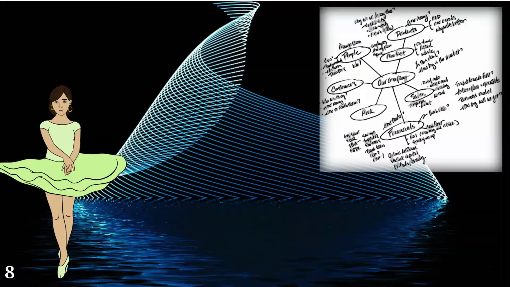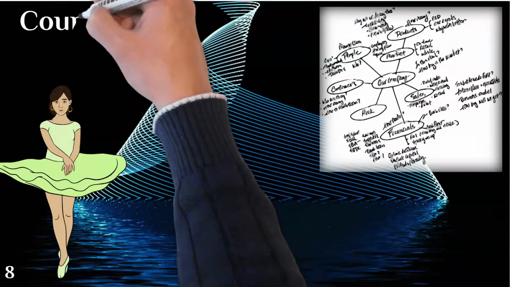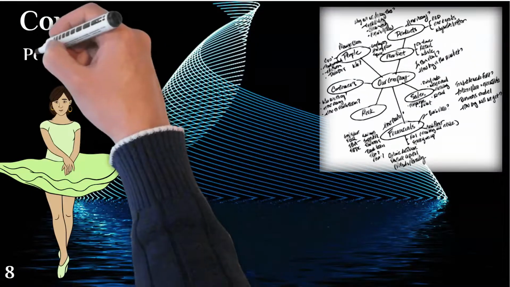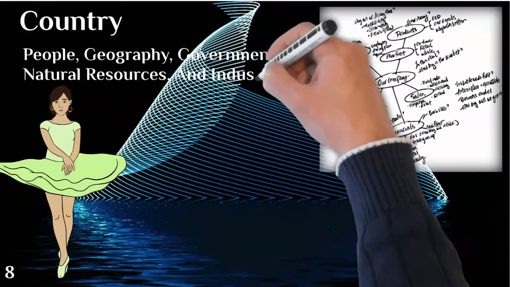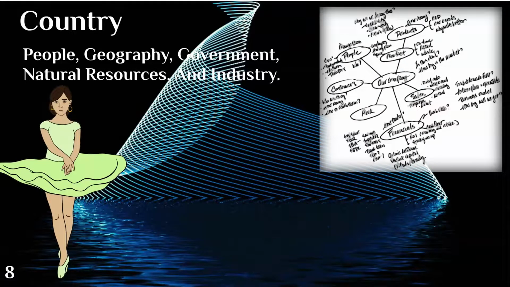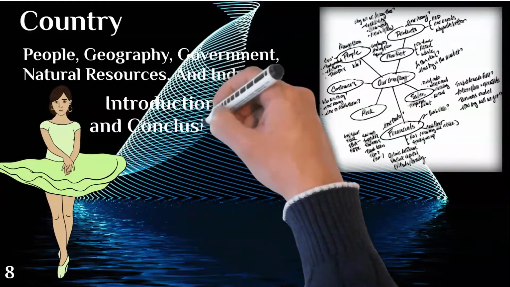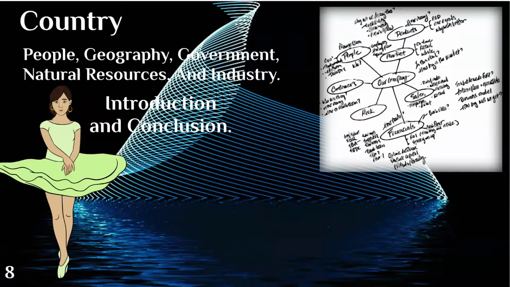For example, if I'm doing a report on a particular country, I may have some of these sections: people, geography, government, natural resources, and industry. Also, I included a section for an introduction and one for a conclusion. I labeled these sections and placed them on my mapped outline diagram. I would also leave space below for adding notes. Sometimes I would use several sheets of paper or one very large sheet.